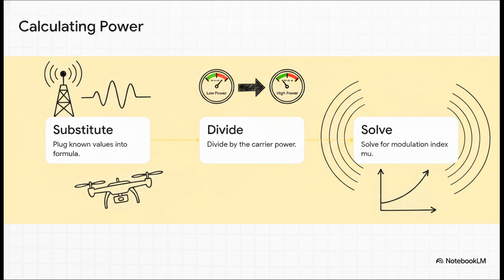Let's put some numbers to this to see how modulation impacts real-world radiated power. Picture an unmodulated AM transmitter pumping out a carrier power of 9 kilowatts. But when we modulate it, that total radiated power spikes to 10.125 kilowatts. So what's our modulation depth?